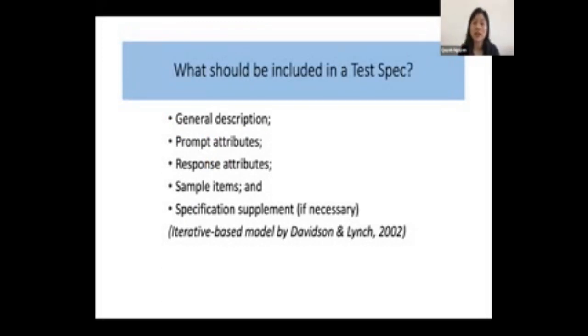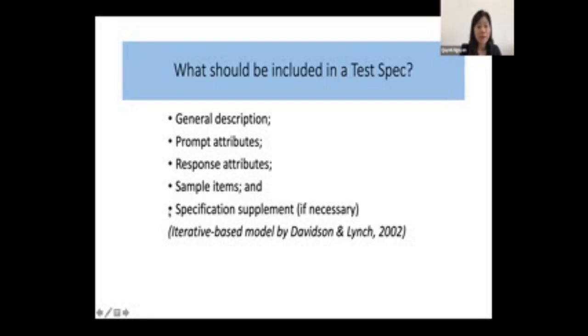So what should be included in a test spec? Of course, you need to have the general descriptions of what the test will be like, how many tasks, what type of test it is. It can be used for summative use or formative, during the course. You also provide the attributes of the prompt, right? What you will provide the student with, either some guiding questions or a paragraph to read first or a listening text first, for example. Of course, it also includes the response attribute, whether that is just a few sentences or just three words or the whole essay. And normally, the test spec will also provide sample items.